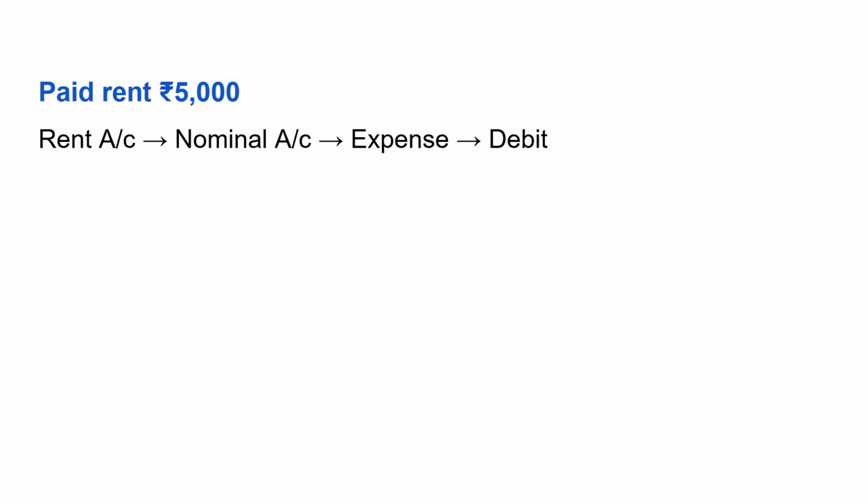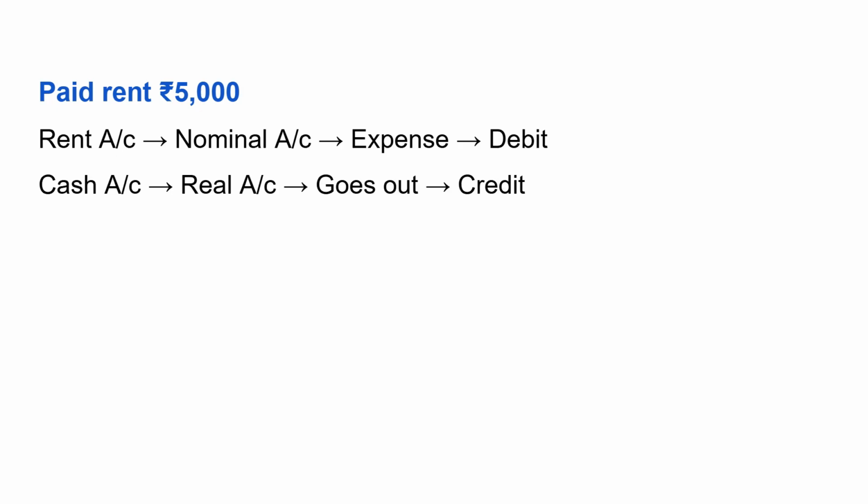Next, paid rent 5,000 rupees. Here the two accounts affected are rent account and cash account. Rent account is nominal account. Why? Because rent is expenses. And the rule for nominal account is debit all expenses. And cash account. Cash account is real account. And cash goes out of the business. We paid the rent and cash goes out. So the rule for real account is credit what goes out.